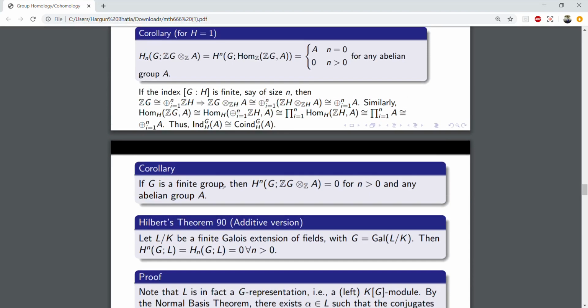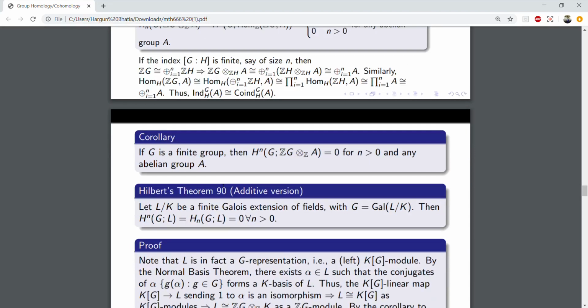Remember we talked about this G-module L. If you have a Galois extension L over K, both L and L star are G-modules, as we have discussed in an example. So it tells you about this homology. If L over K is a finite Galois extension, with G being the Galois group, then the higher homology and cohomology vanish with coefficients in L. This is the statement. So let's try to prove this.